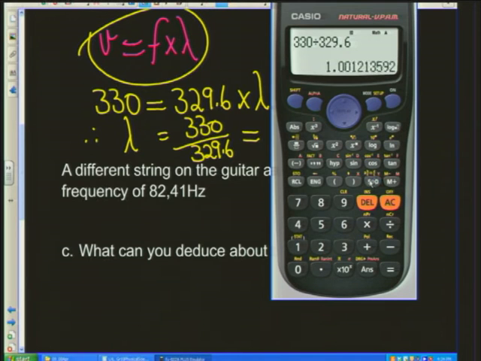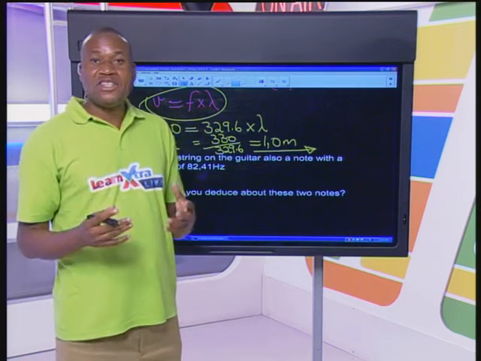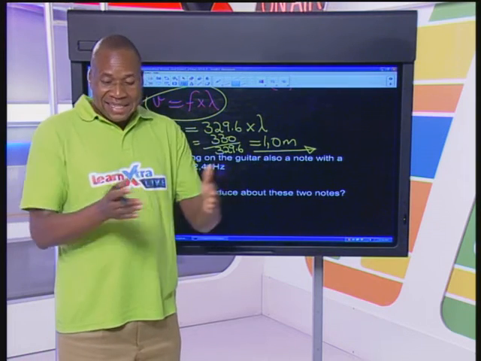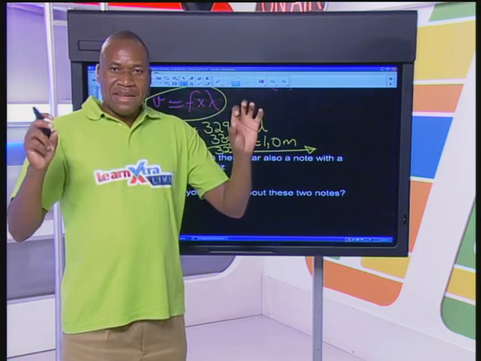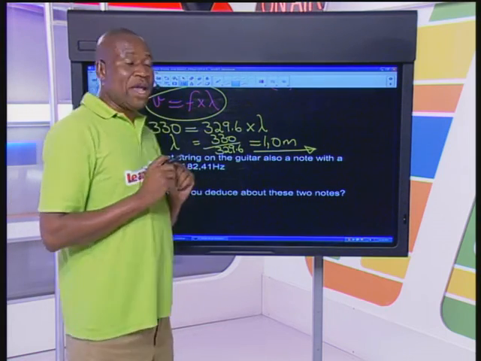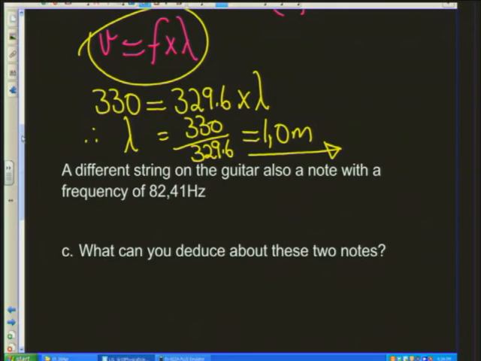And what's the answer? We find lambda, which is the wavelength, to be 1.0 meters. Remember that wavelength lambda is measured in meters because it's a distance between two consecutive points that are in phase in a wave. Good. Now, moving on.